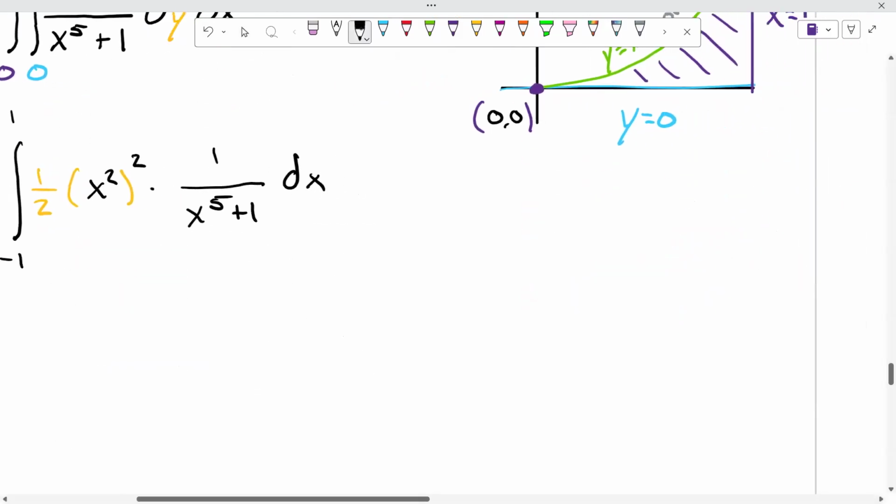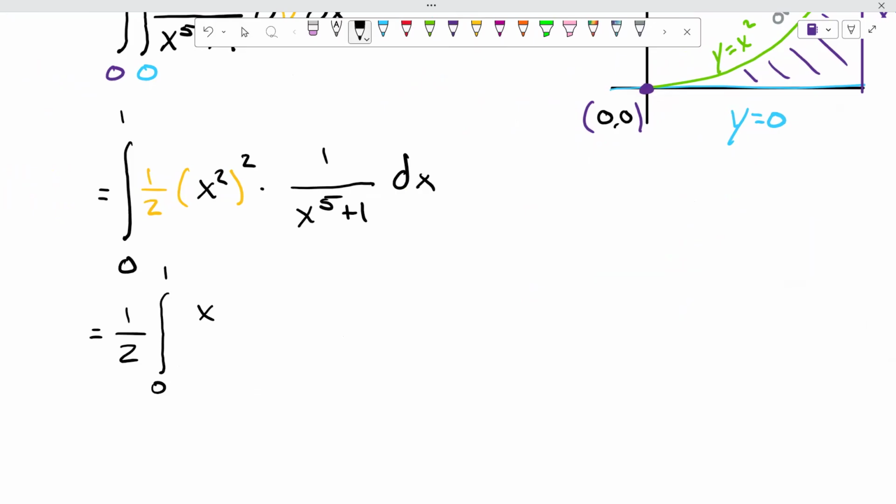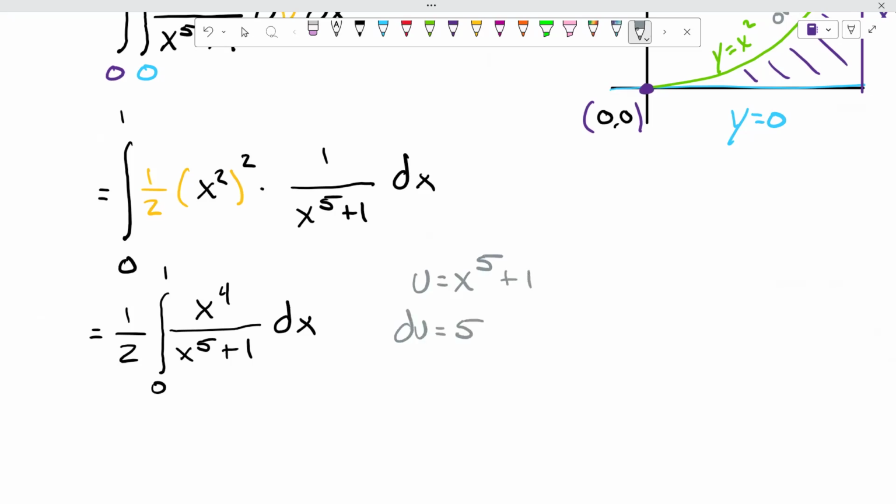So clean that up just a little bit. Wait, -1 to 1. That doesn't sound right. 0 to 1. This looks like 1 over 2 times the integral from 0 to 1 of x to the fourth power over x to the fifth plus 1 dx. And now I actually have a nice looking u substitution. Something like u is x to the fifth plus 1, meaning du is 5x to the fourth dx.